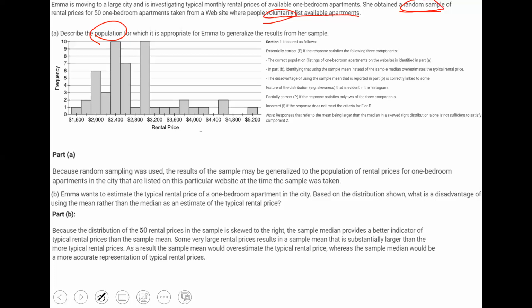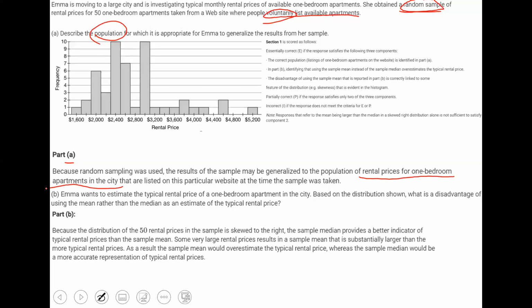So part A, I think you were just rushing and not reading the question carefully. Some of you just described the distribution, which is not what the question is asking. So part A should be answered like this. Because random sampling was used, you could generalize to the population. And then your answer really should be this: rental prices for one-bedroom apartments in the city that are listed on this particular website at the time the sample was taken, right?